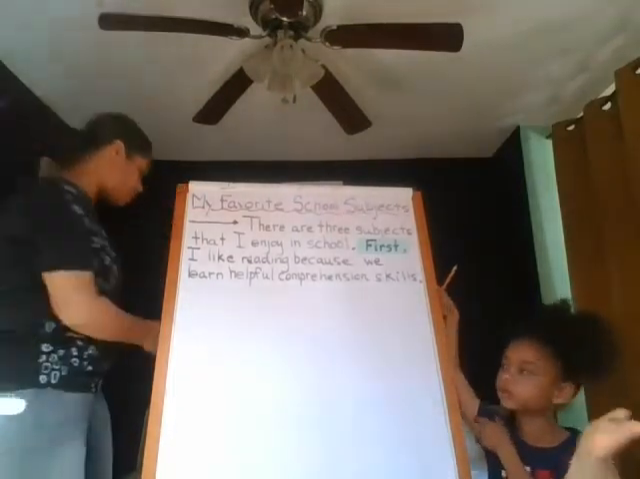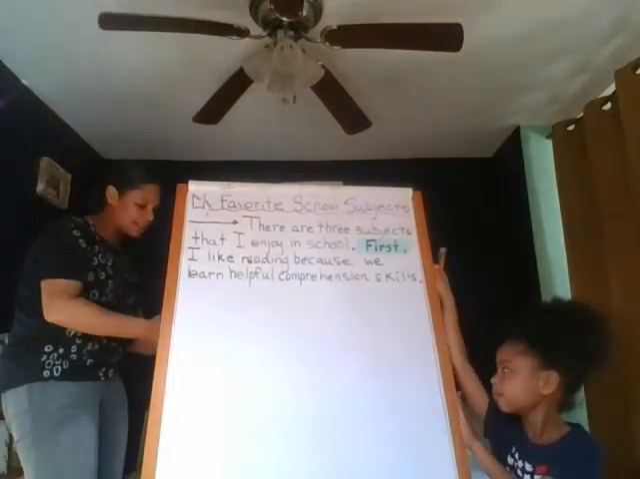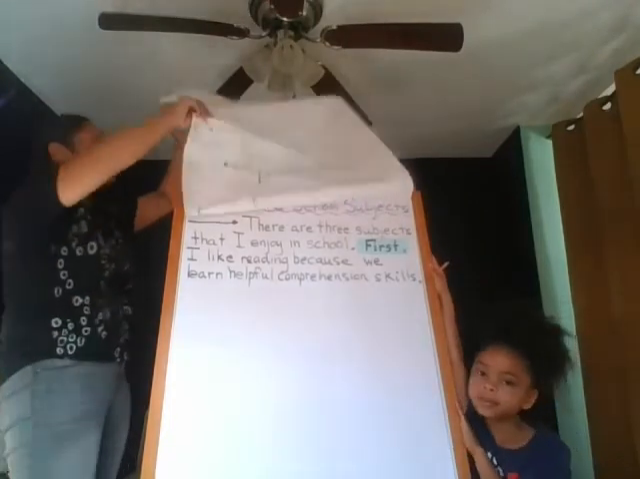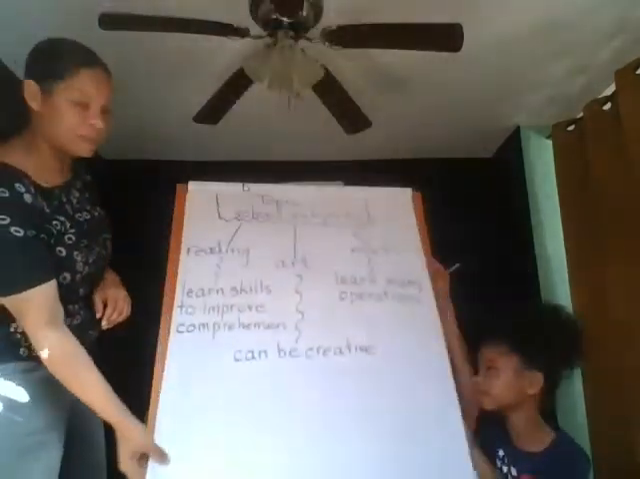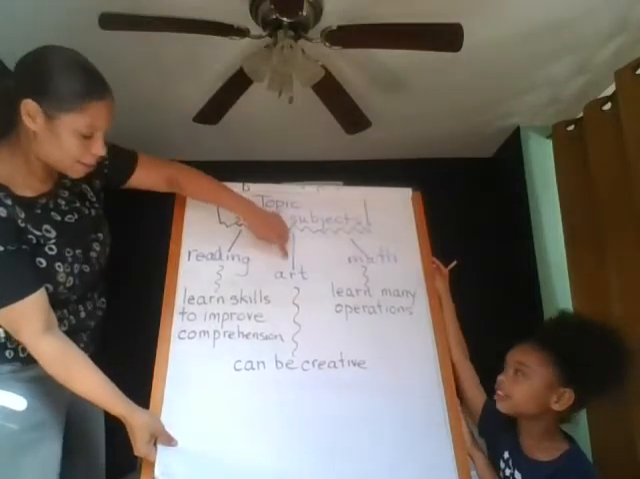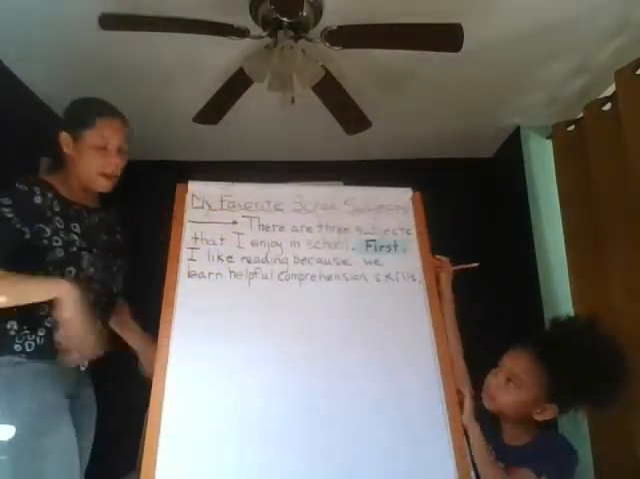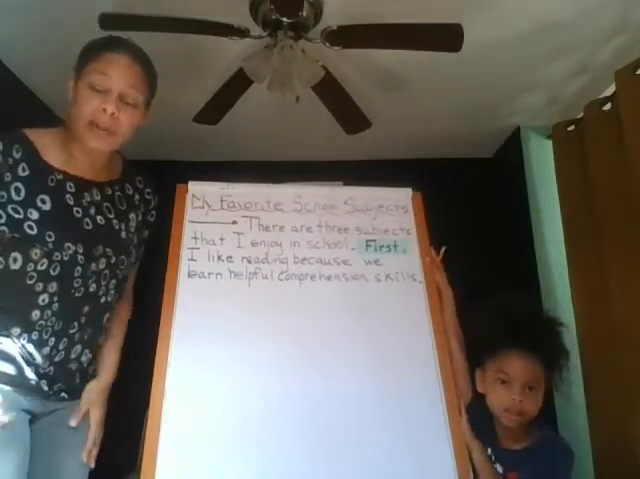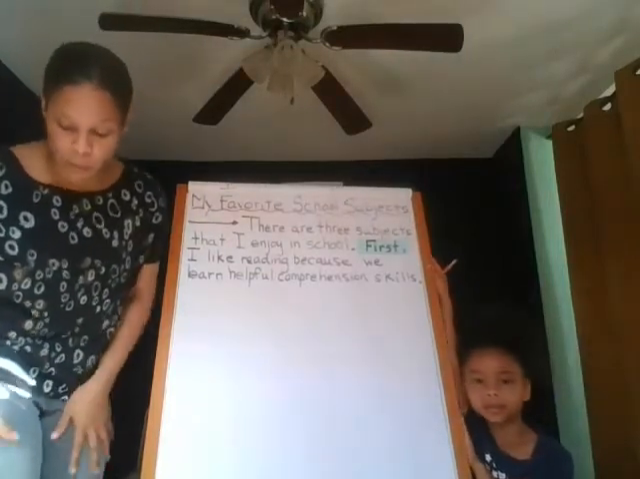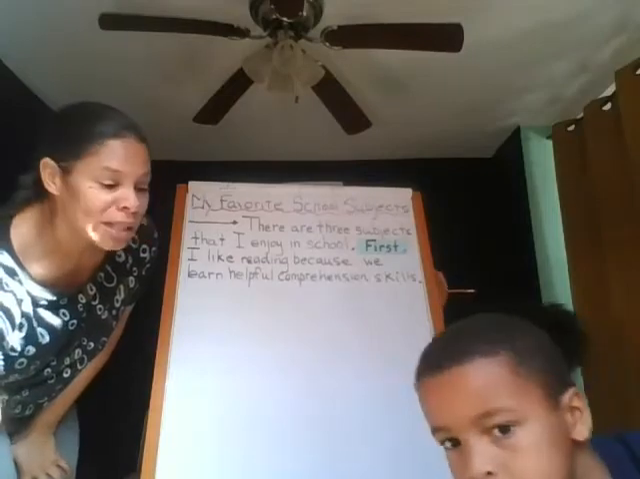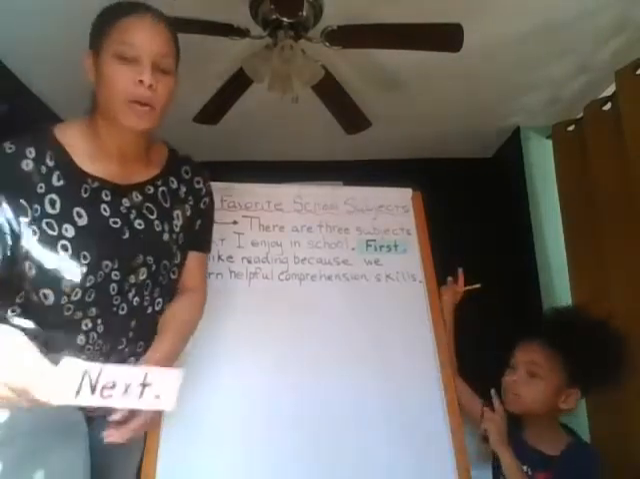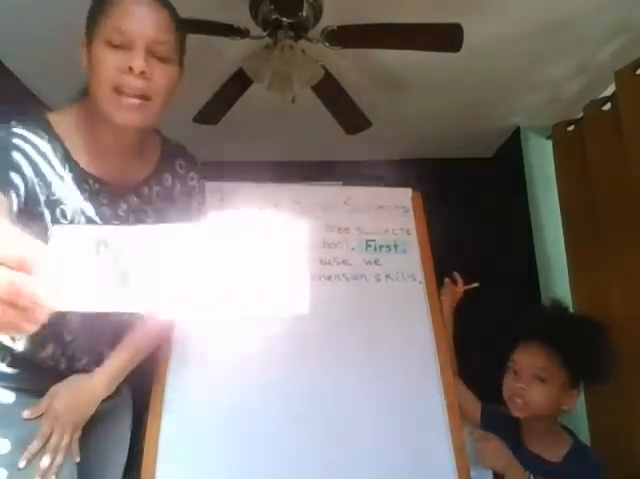Supporting detail number 2. So you'll remember that supporting detail number 2 is talking about what? Art. Art. And I like art because you can be creative and expressive. So before we can start to write supporting detail sentence number 2, we need something in front of it. What do we need? We need a transition word.